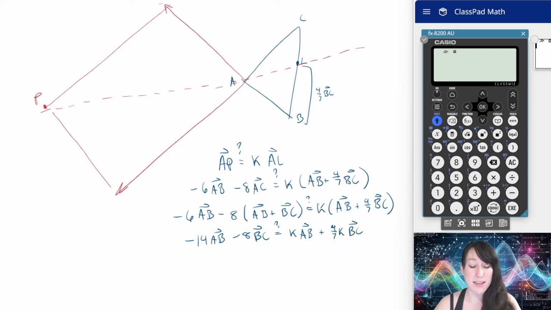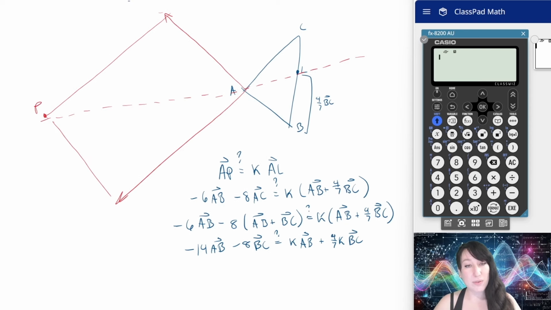So if these two things are equal, then the coefficients of A would have to be equal, and the coefficients of BC would have to be equal. So if these two things are equal, then negative 14 would have to equal K, and negative 8 would have to equal 4/7 K. So if K is negative 14, does negative 8 equal 4/7 times negative 14? It turns out it does.